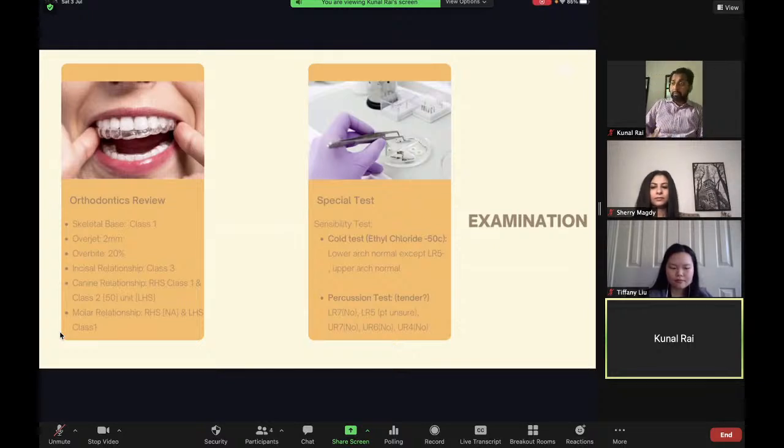As a new patient, we did some special tests. We did a cold test. It's really cold. We do it using a cotton pellet. And we found that one of the teeth was not vital. It was a dead tooth, which he was unaware of.